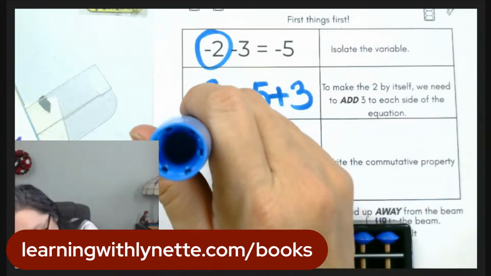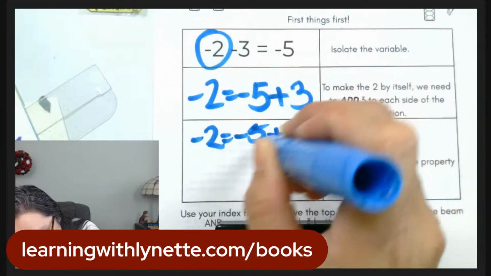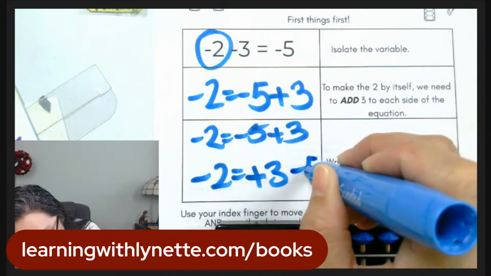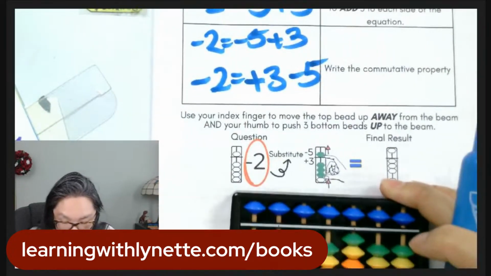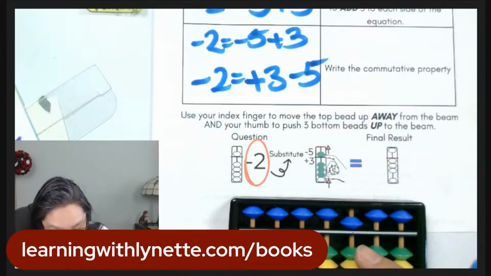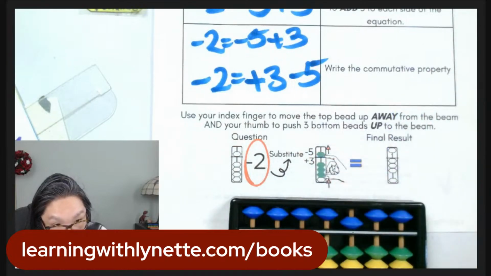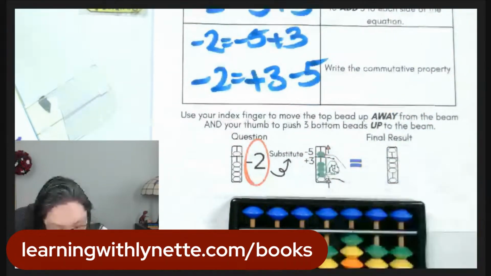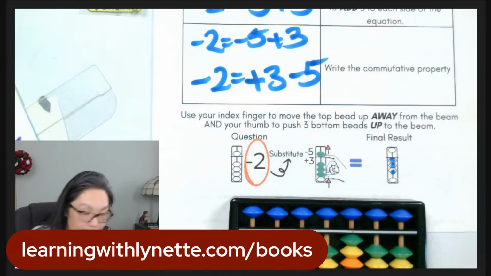To write the commutative property, it's minus 2 equals minus 5 plus 3, or minus 2 is equal to plus 3 minus 5. So again, our question is 5 and then minus 2. When I minus the 2, there's not enough. So I need to substitute minus the 5 plus the 3. So I'm substituting minus the 5 plus the 3, and I move it up together. And my final answer is 3. 1, 2, 3.